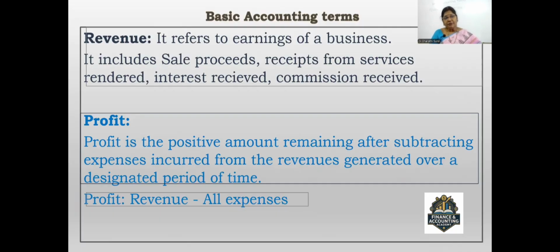Next, profit. What is profit? Profit is the positive amount. Means whatever revenue we are generating, out of that revenue, whatever expenses we are incurring, what is left with us is called our profit. That means profit is equal to revenue minus all expenses.